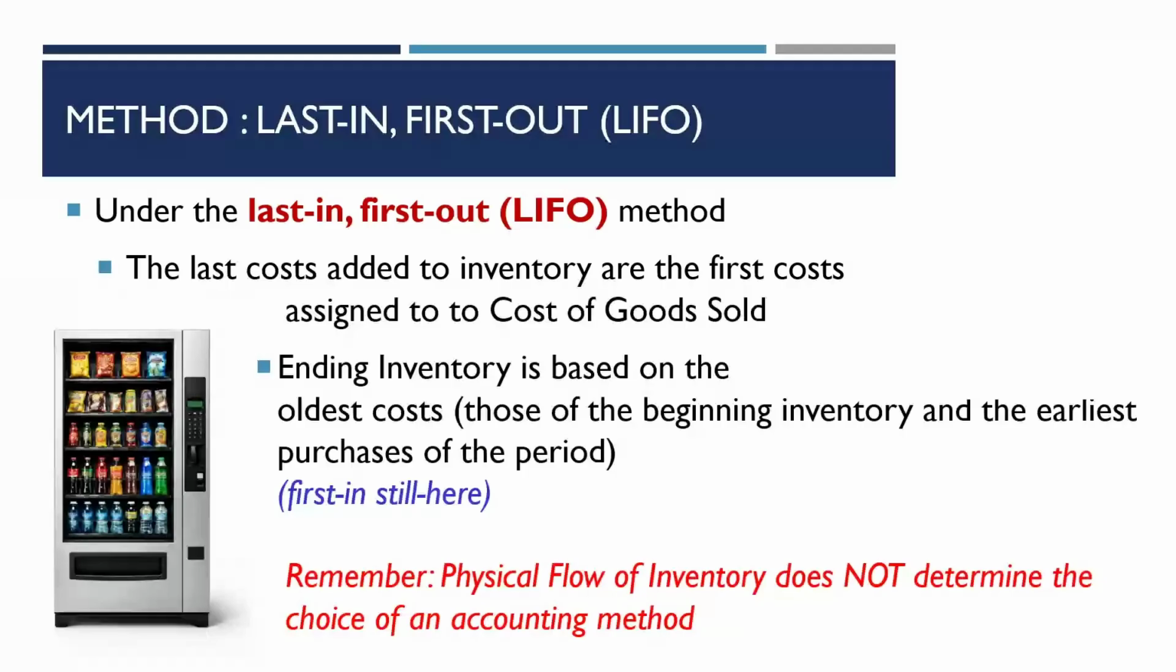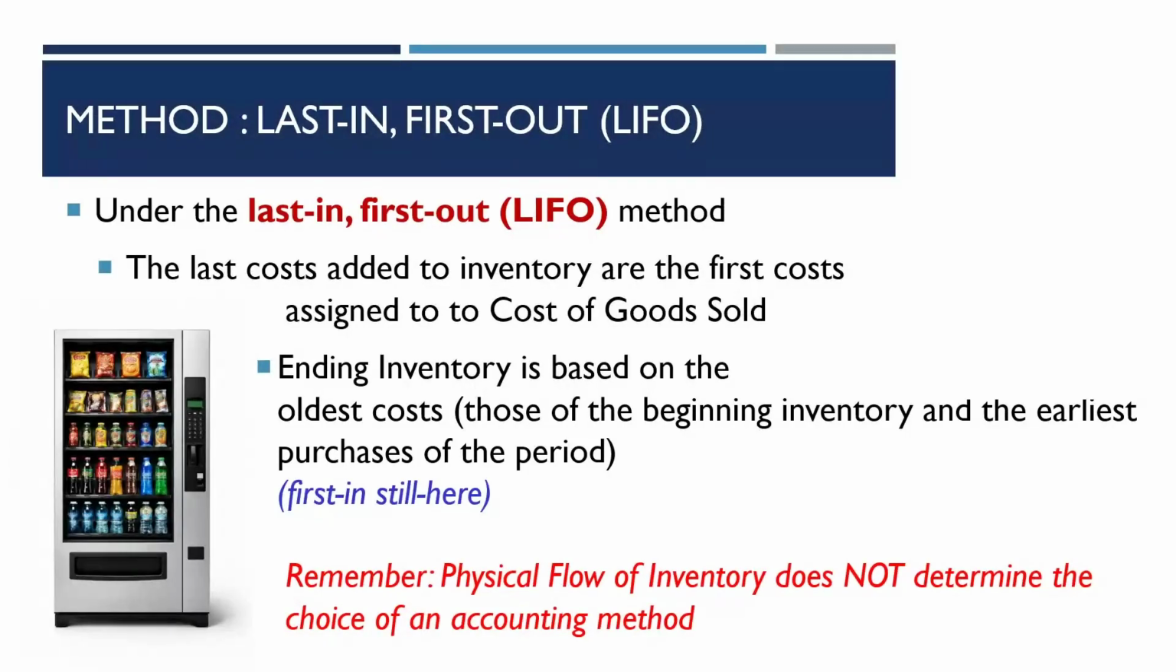So the very last cost, the most recent inventory purchase pricing, is going to be the first one assigned from the asset on the balance sheet into the expense, cost of goods sold, on the income statement. So the ending inventory is potentially going to be based on very, very old input prices. This is the items in the very back of the vending machine.